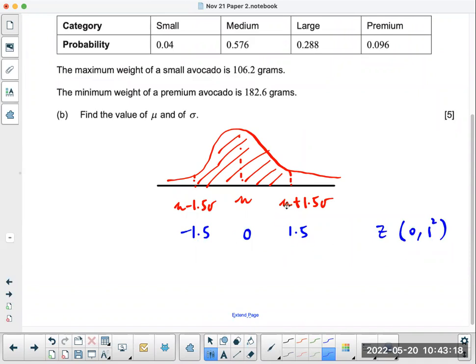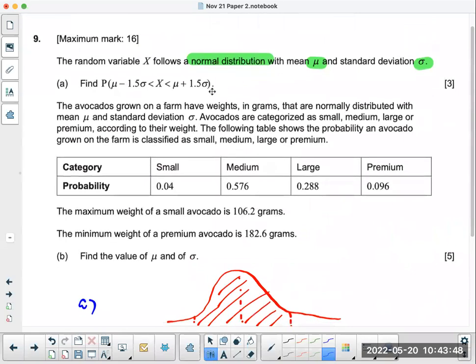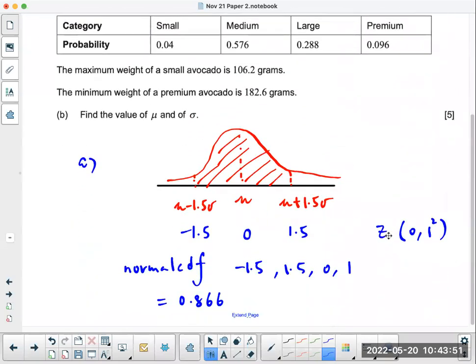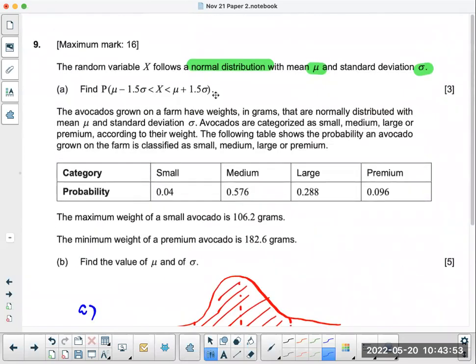So I can just use my normal CDF. It's going to be between negative 1.5 to positive 1.5, and it's going to be 0 and 1. And punch in the calculator, it's going to give you 0.866. Okay, so that's part A. Just recognize that this is equivalent to the Z-score, normal distribution.